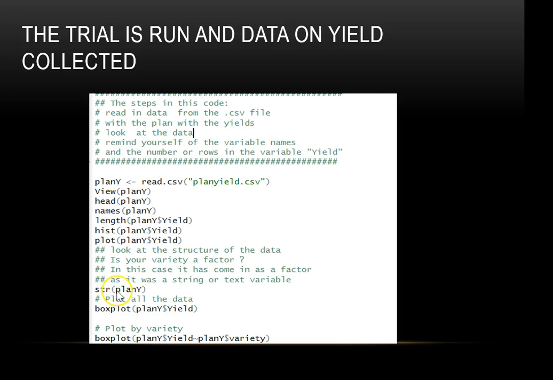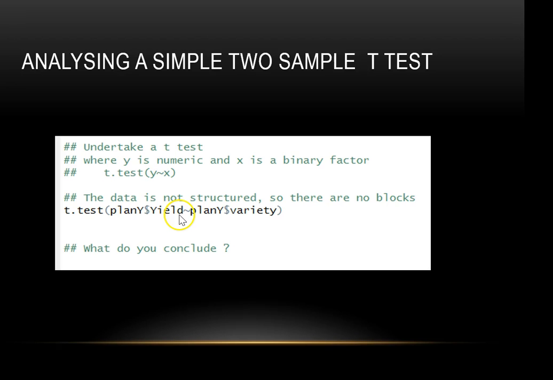And you can do str(plan), which is always useful to just have a look at what your data set looks like, whether you've got anything that is actually a factor. Your variety should be a factor. Then you can do a box plot, and the box plot by variety. So I'll just put that in there and explain it.